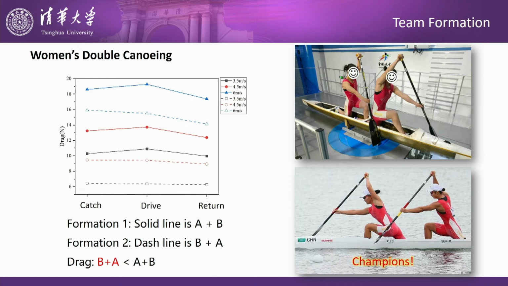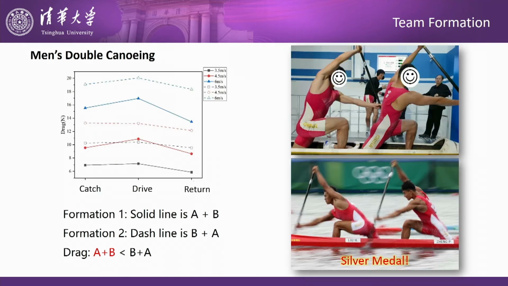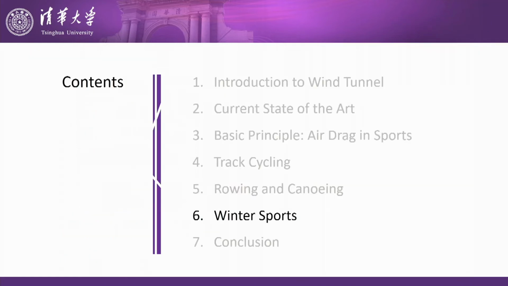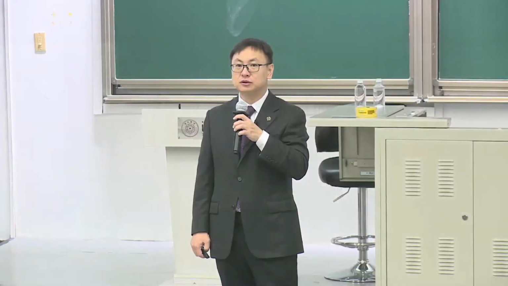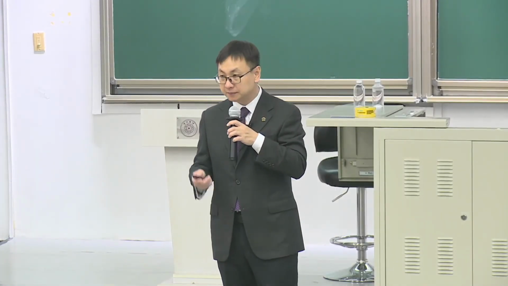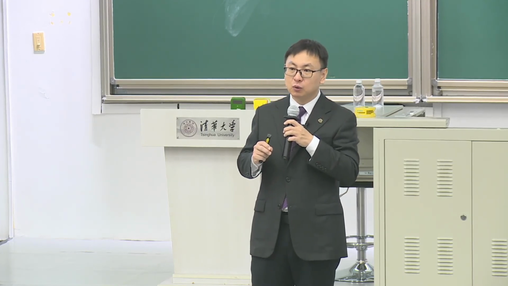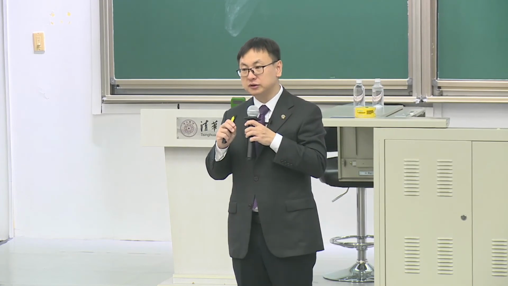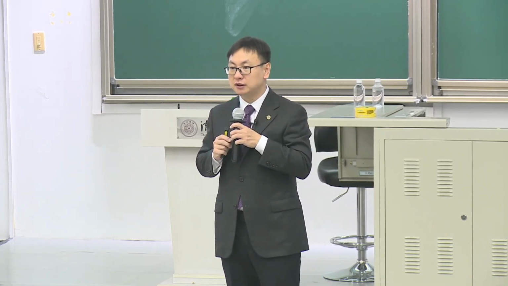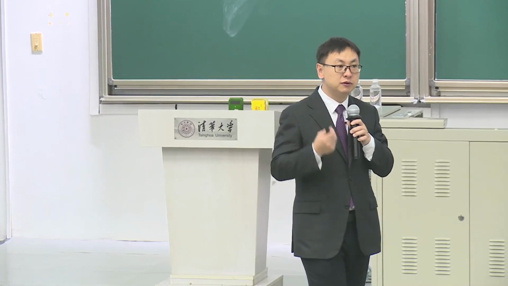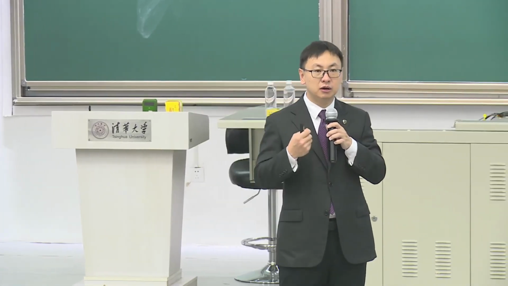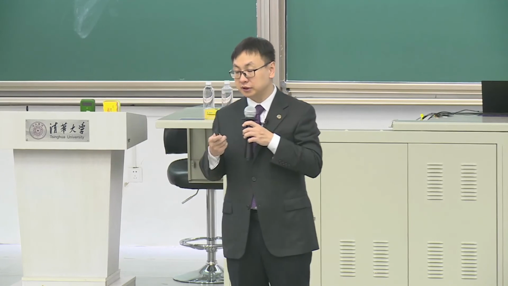And for men's double canoeing, a similar experiment. A plus B is better than B plus A. They won the silver medal in Tokyo. That's why wind tunnel tests can also benefit water sports. And also by Reynolds number simulation, we can do wind tunnel tests for swimming. Like I just said, Reynolds number is very important because it can describe almost all fluids.